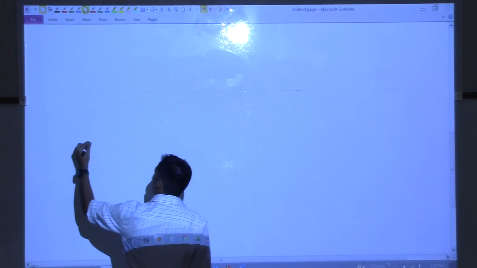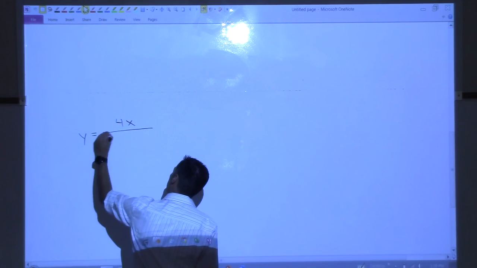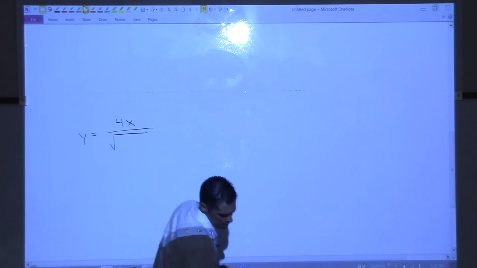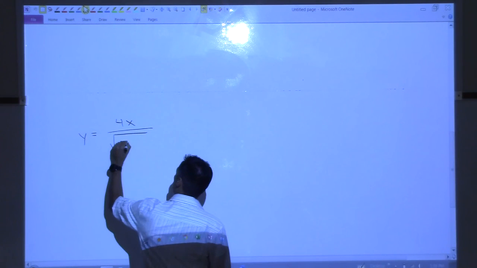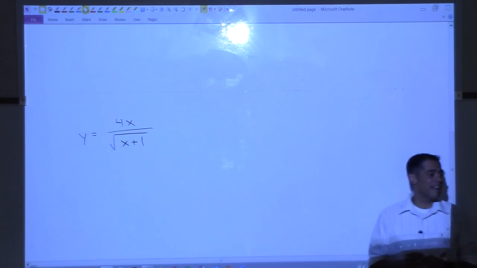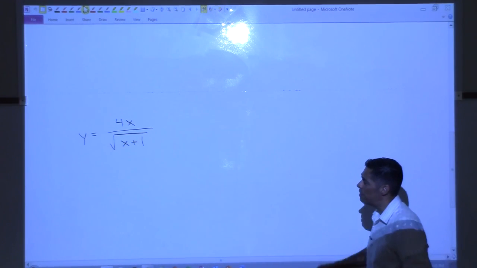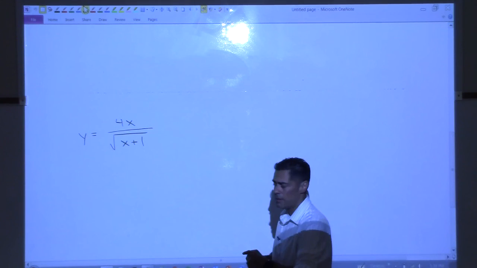So we have y is equal to 4x over the square root of x plus 1. All right, so you're asked to find the first and second derivatives of this. So we want to do both. So the first derivative, we're going to use quotient rule, right?